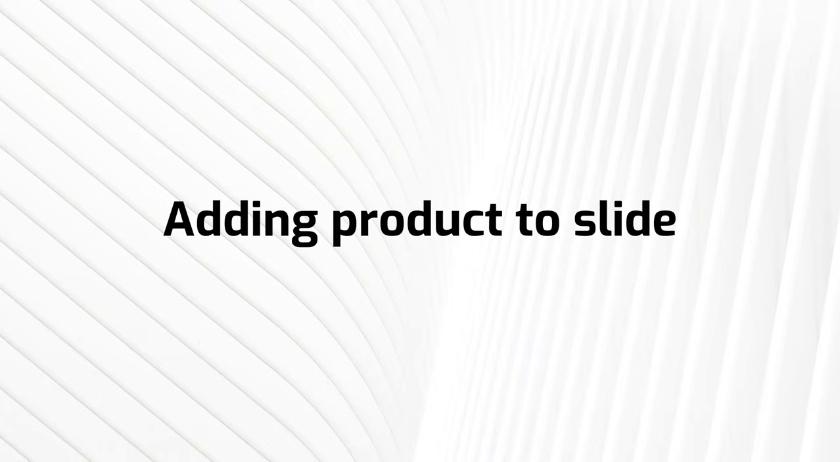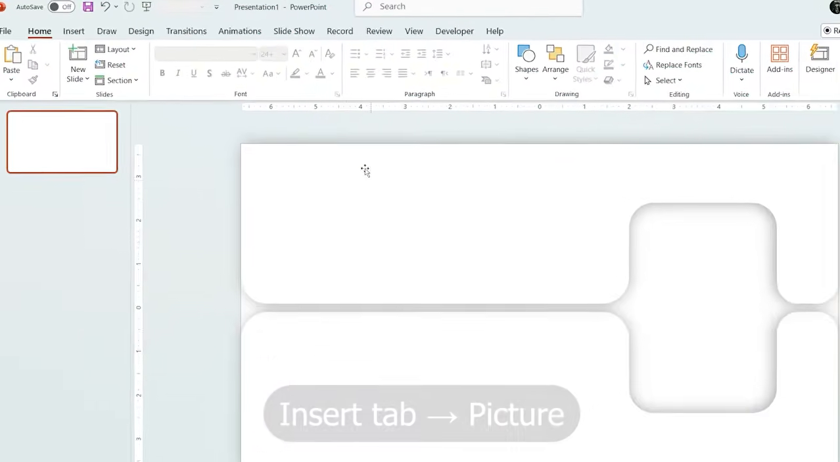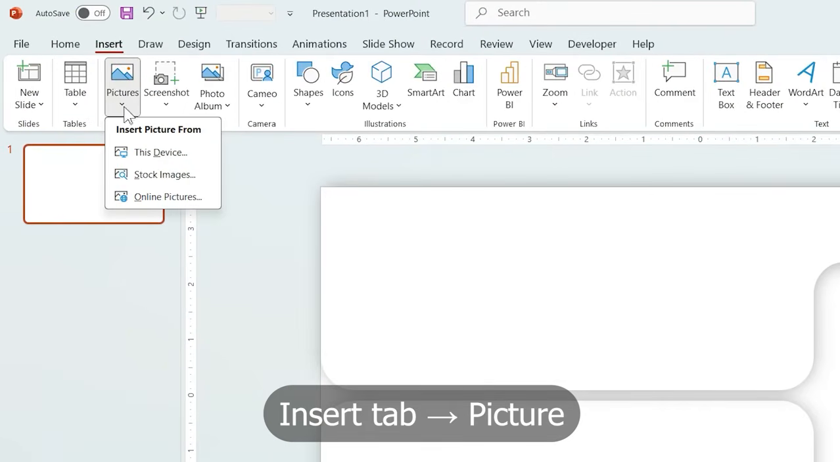Part 2. Adding product components. From Insert tab, select Picture and place the product image in the slide.